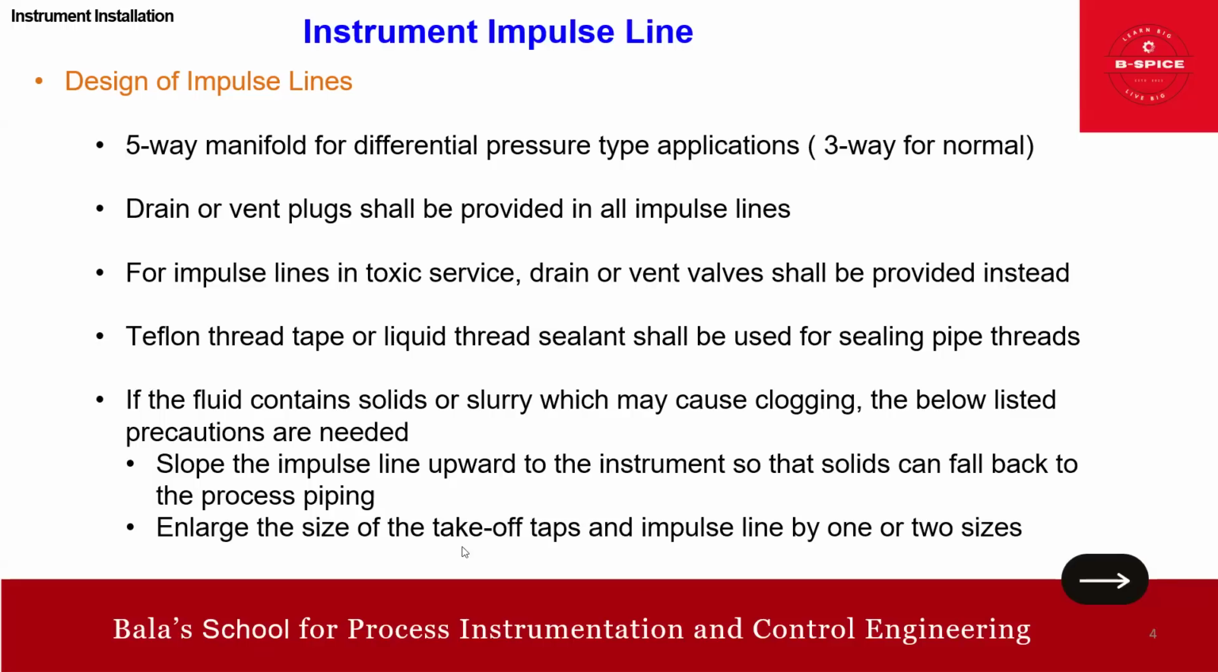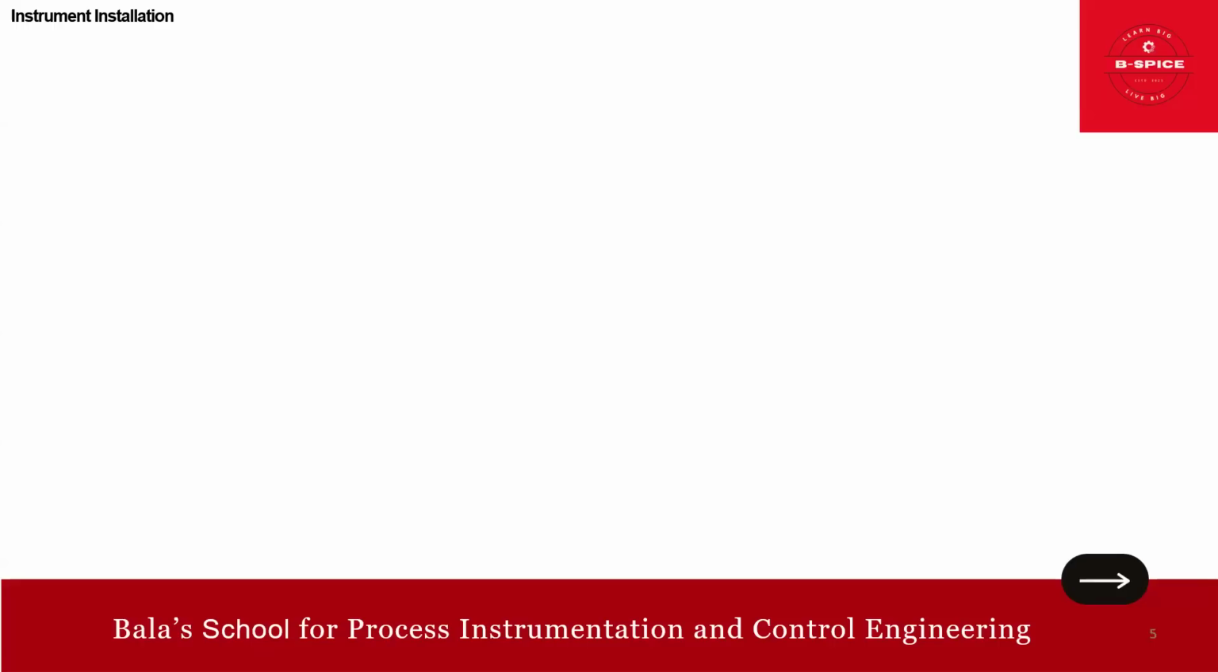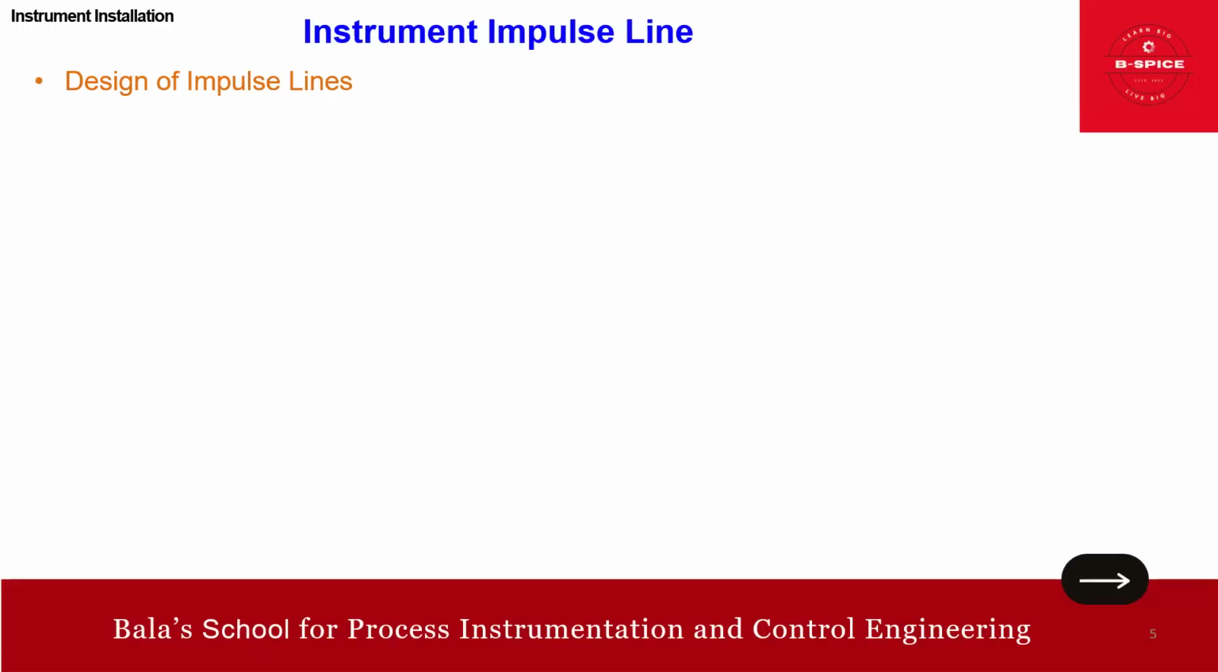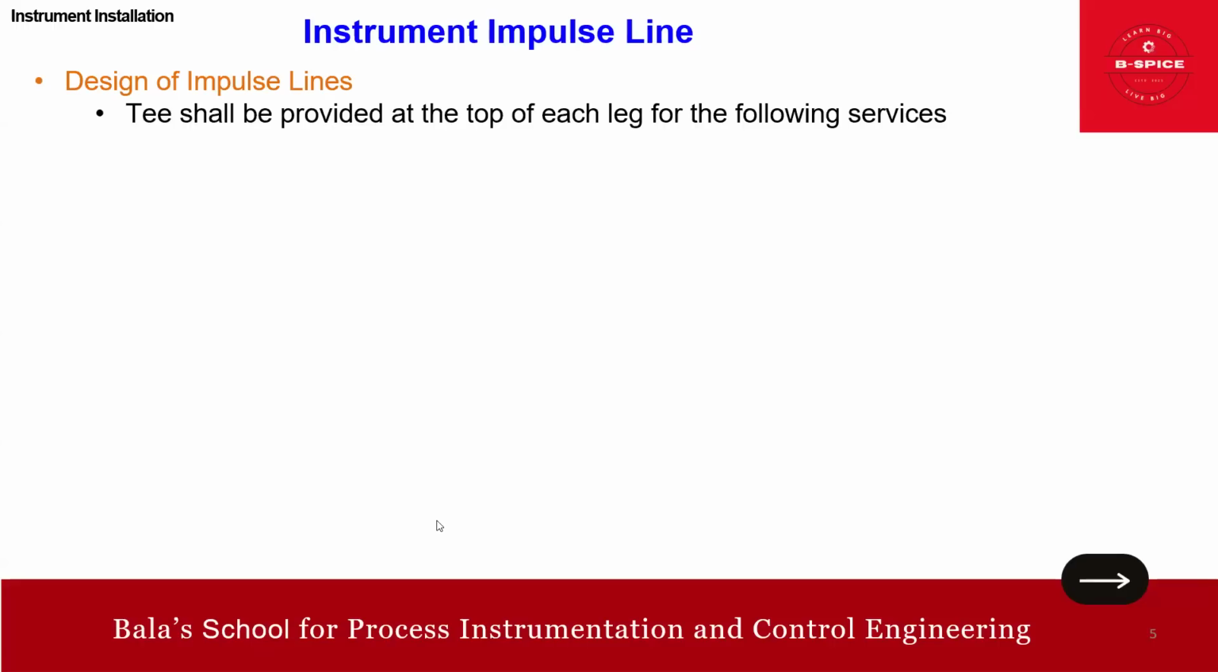Okay. Enlarge the size of the takeoff and impulse line by 1 or 2 sizes. And of course, add a purge system. So this is about the design of impulse line. Okay. Aspects we need to take care of, a few more. A T shall be provided in the top of each leg for the following services.